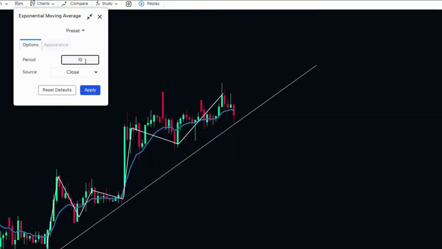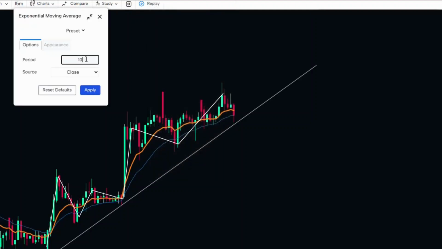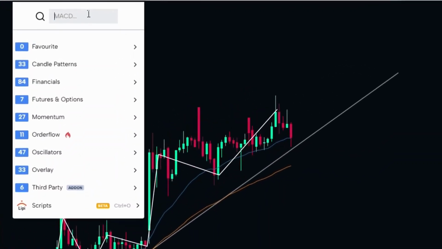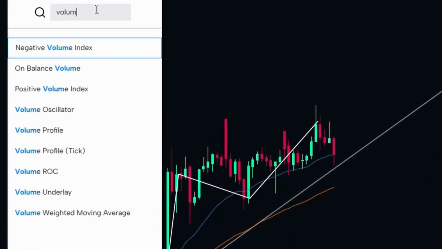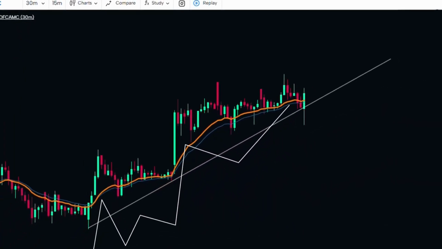I'll set the period to 20, and you can choose any color. Next, I'll go to the settings for the second EMA. I'll set the period to 50 and click apply. Then, go back to the indicator section. Search for volume. Simple volume will appear there. Click on it. Now, you need to wait until the price reaches the trend line.